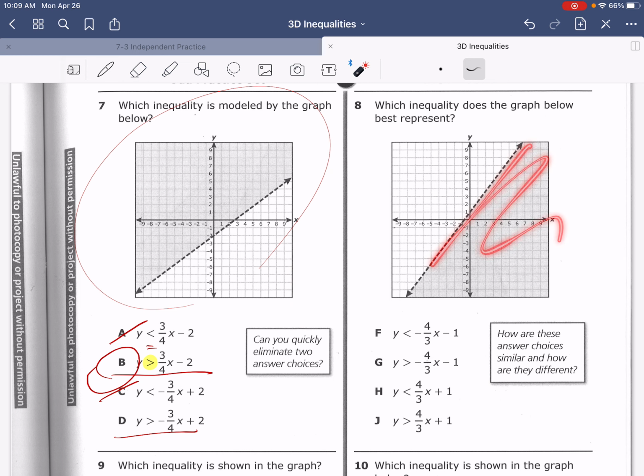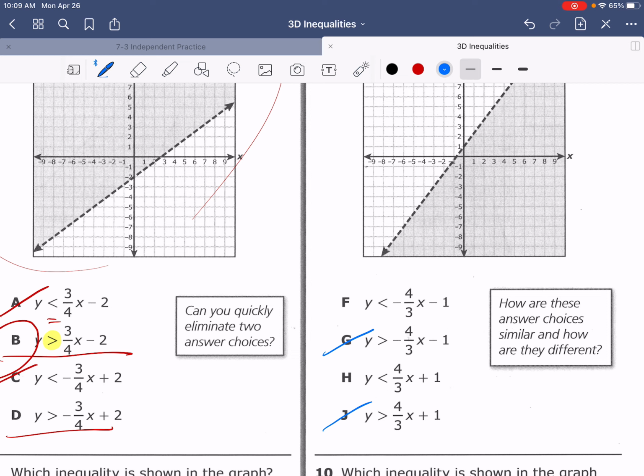Shaded bottomward. So it should be the opposite. You should open the mouth to the opposite side of y. So you can cross out this one or this one. So it's going to be F or H. Oh, another way of knowing it is because the y-intercept is positive 1, right? Which one has +1 as its y-intercept? That's another way of finding it out. That's how I find it easily, even without using decimals, okay?